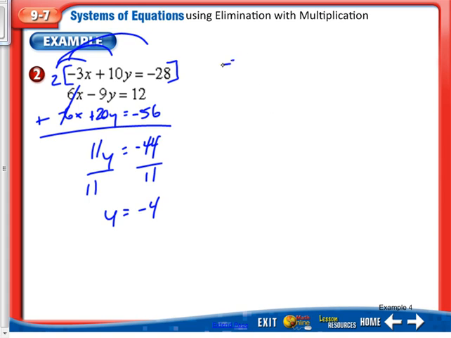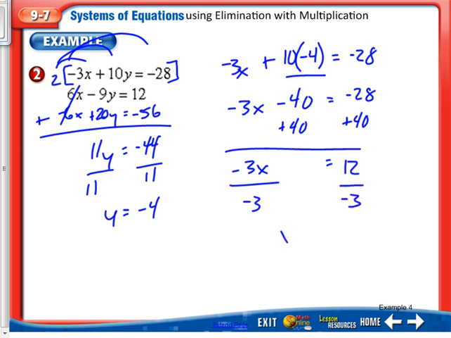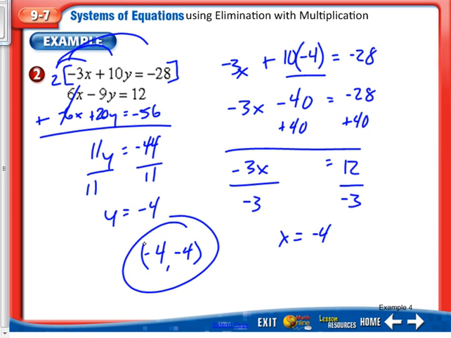So this would be negative 3x plus 10 times negative 4 is equal to negative 28. Now we can go ahead and do our multiplication. So negative 3x minus 40 equals negative 28. Go ahead and add 40 to both sides. We get negative 3x is equal to 40 minus 28, which is a positive 12. Go ahead and divide both sides by the coefficient. And so x equals negative 4. So our answer is going to be negative 4, negative 4. That's where the two lines are going to cross and intersect.